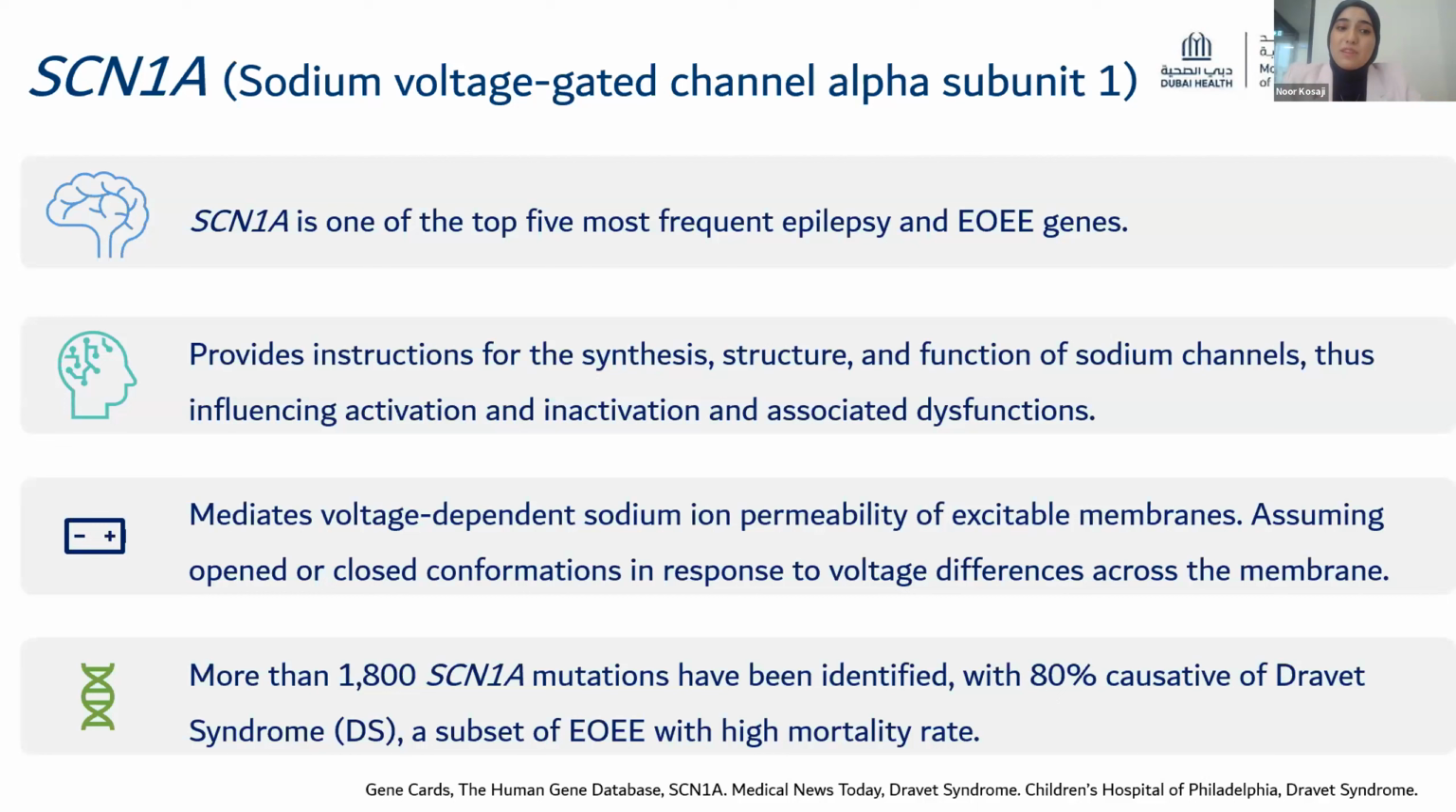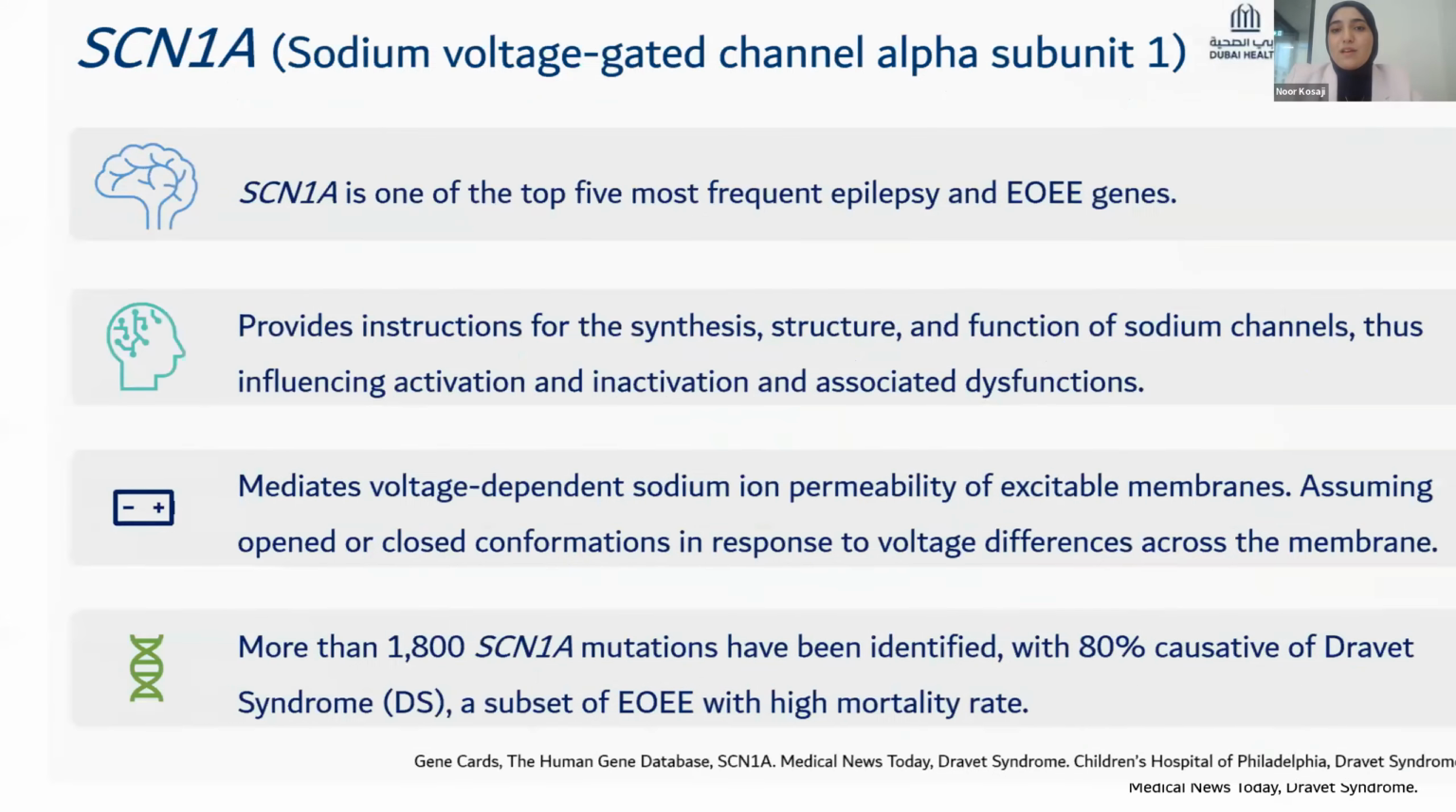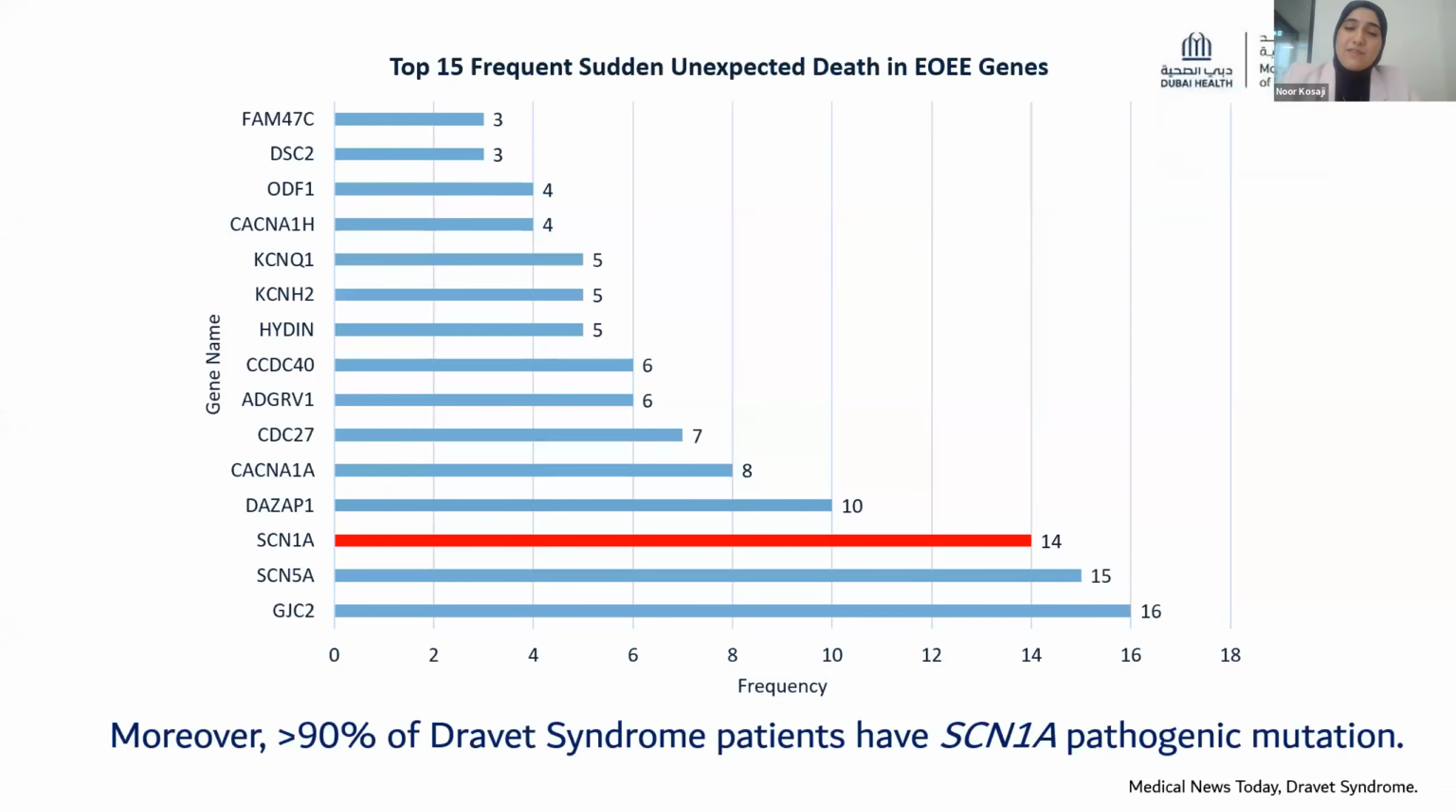That means that more than 1,800 SCN1A mutations have been identified so far, with 80% causative of Dravet syndrome, which I will mention in a few seconds, which is a subset of early onset epileptic encephalopathy with a very high mortality rate. Going through literature, we were able to identify 748 reported epilepsy genes associated with sudden unexpected death. In fact, we saw that SCN1A was one of the top 5 most recurrent genes, which is why it became our gene of interest. Moreover, more than 90% of Dravet syndrome patients have a pathogenic mutation in the SCN1A gene.